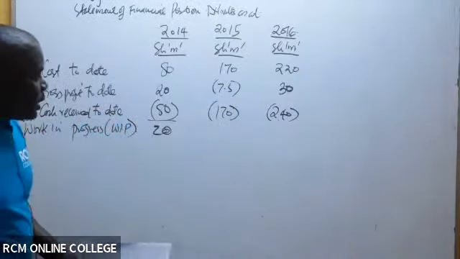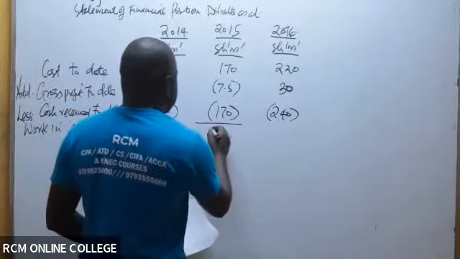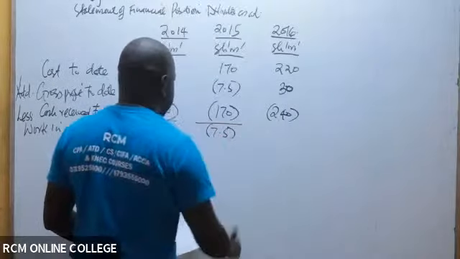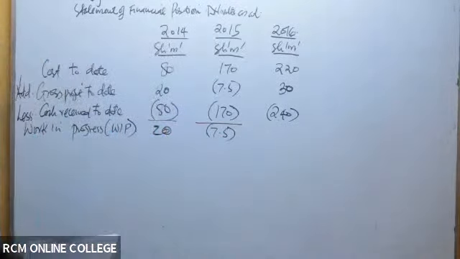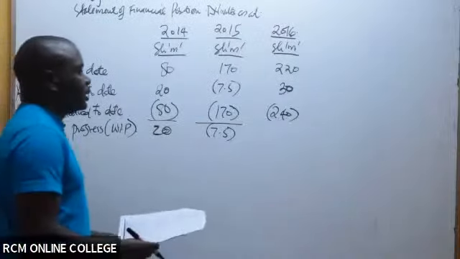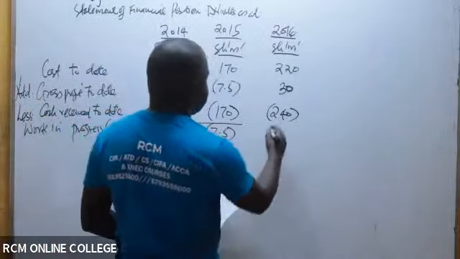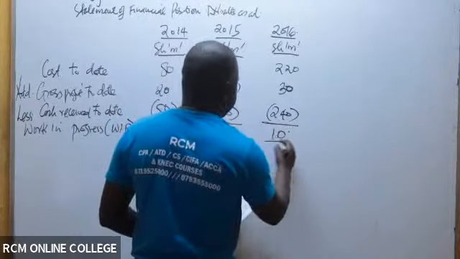So the work in progress here, it means it will be 7.5, which is actually a negative. Then in this case, the WIP for the final year, I think it will be 10.